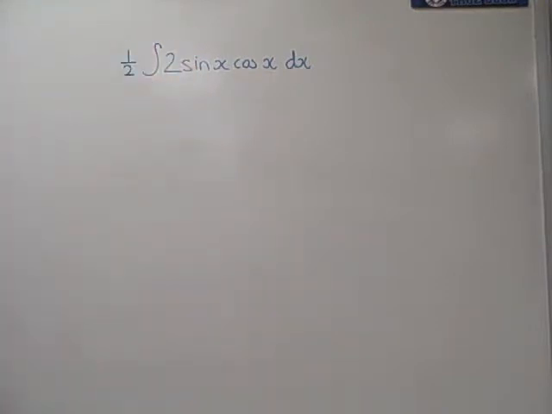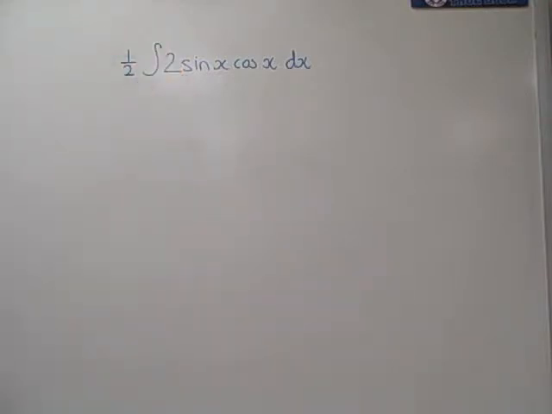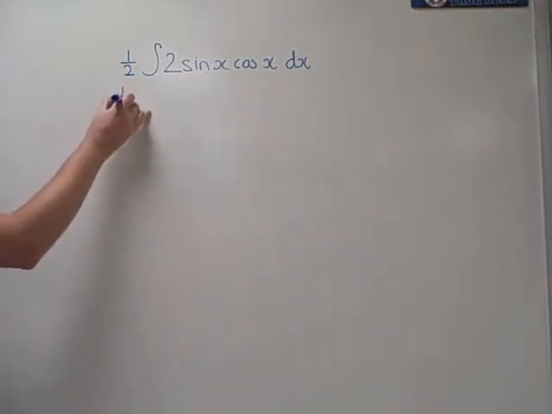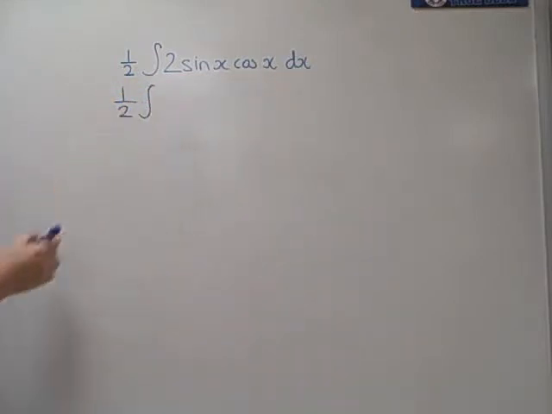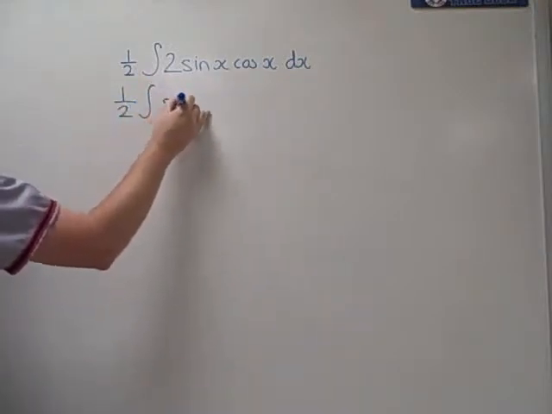So if I do a half times 2, that just gives me 1, so that doesn't actually change the question at all. But there's a reason why I've done that, and it's because this is an identity, which is what we're really trying to do with all of these questions. We're trying to make them into something that we know how to integrate. So this is the identity from your formula sheet for sine 2x.